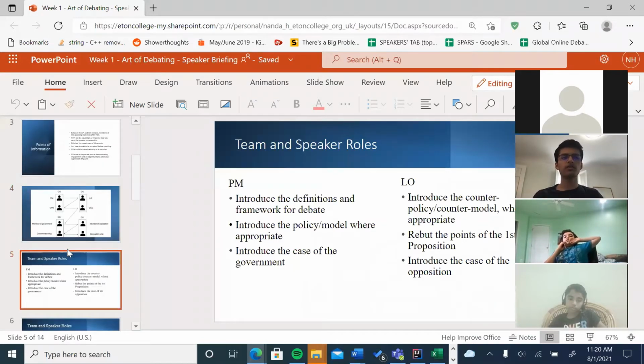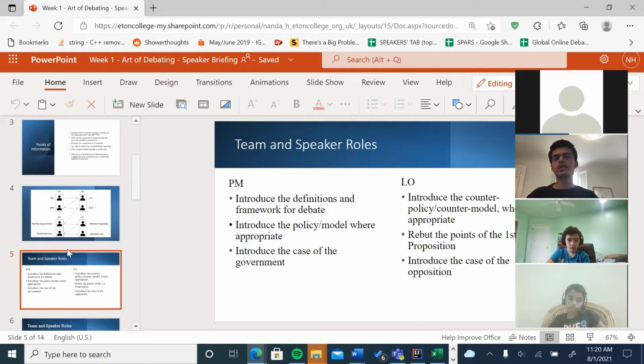So then I'll just move on to explaining the speaker roles. The Prime Minister introduces the definitions and the framework for the debate. So this is just explaining particular terms or keywords in the motion and explaining what they mean, and identifying what you think is important in the debate.